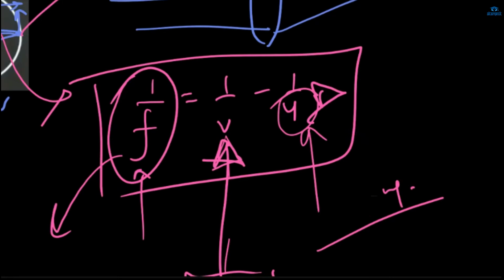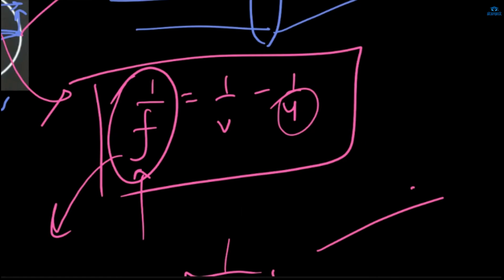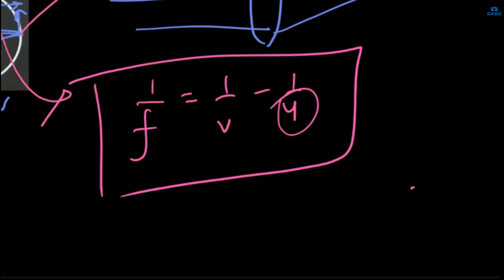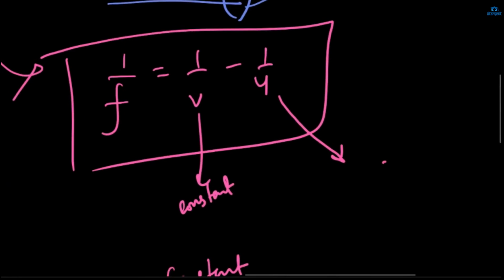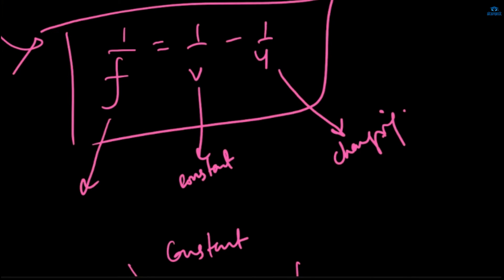U is changing because the objects are kept at different places. If u is changing, v remains constant. Shazan, are you getting it, or are you confused? I'm getting it, I'm getting the previous chapter. In 1 by f equal to 1 by v minus 1 by u, since this u is changing, this f has to change, right?